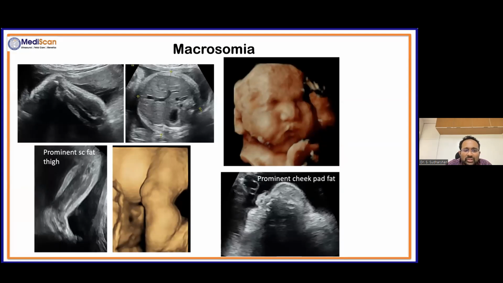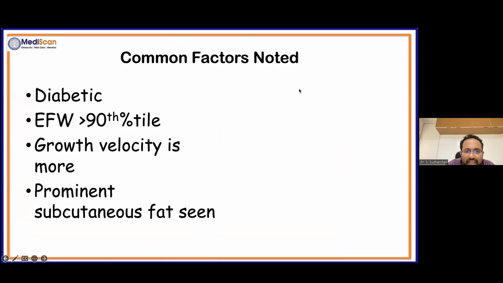A very similar ultrasound picture of prominent subcutaneous fat is noted. You can also see the nostrils, and these are the prominent cheek pad fat that you can see here, seen by both the B mode ultrasound and the 3-dimensional rendering image.